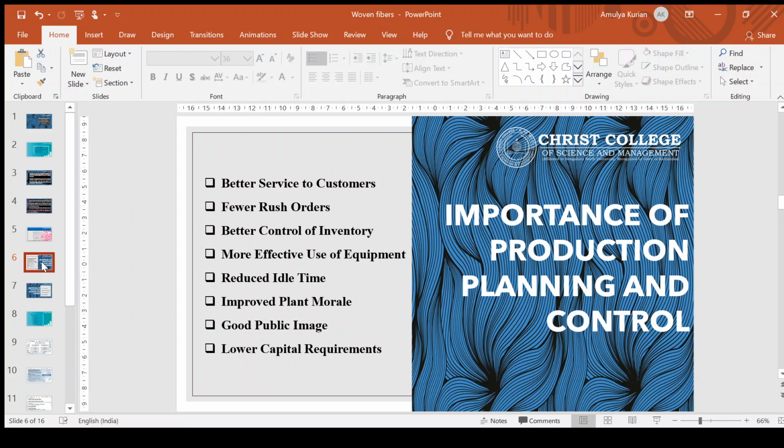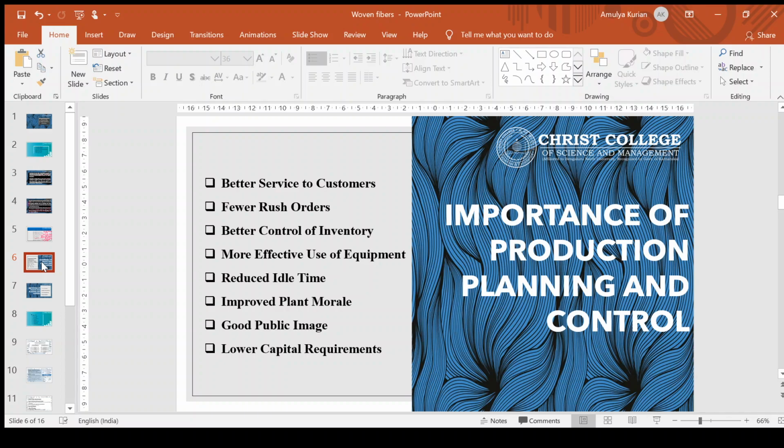First one, for better service to customers. If we are having a proper production planning and control through proper scheduling and delegation of work, it will help in providing better services to the customers, which will ensure that better quality of goods are being supplied at reasonable price as per the promised delivery date.